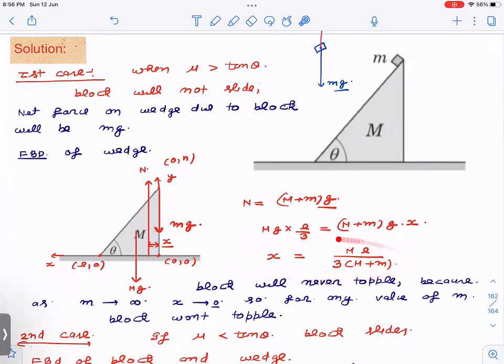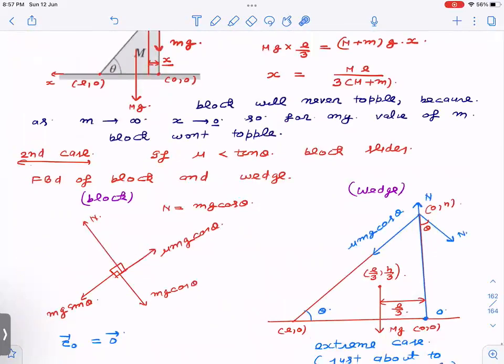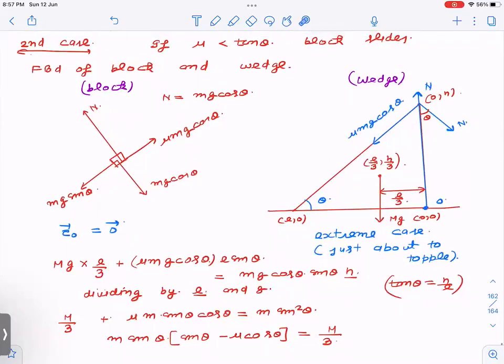So here, what is the conclusion then? X tends to 0 when m tends to infinity. So if the block is not sliding, that means this wedge is never going to topple. That is the first case. I hope this is clear to you. Let us now go to the second case, when the block is sliding.